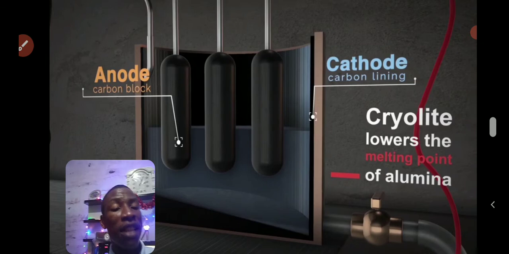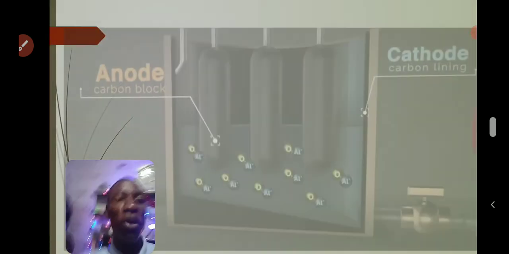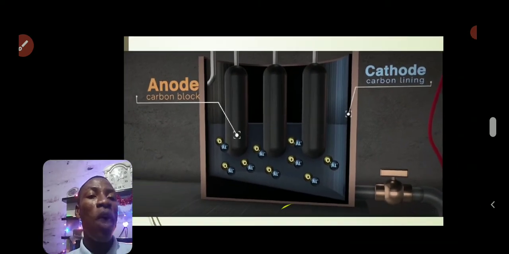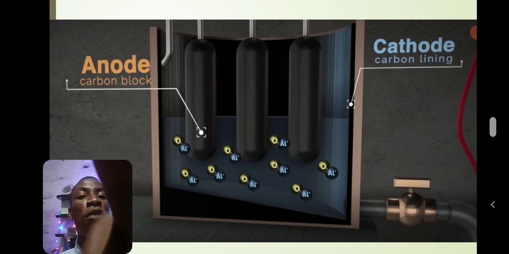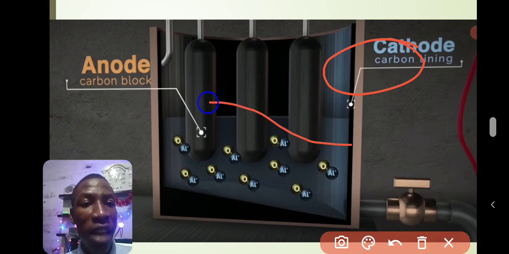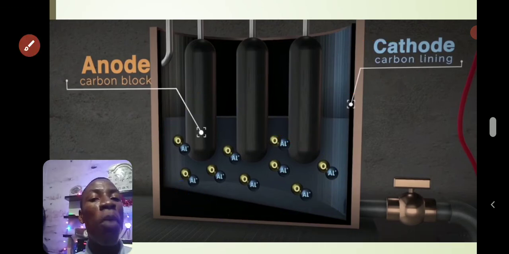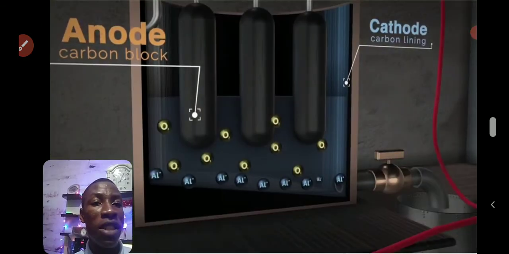The alumina is the electrolyte, already dissolved in cryolite. The cryolite will lower the melting point. Don't forget that. Now, when you connect this to a power supply, you are going to observe something happening to the aluminium oxide. Observe this aluminium oxide join together. When you connect them to a power supply, the aluminium will split from the oxygen.